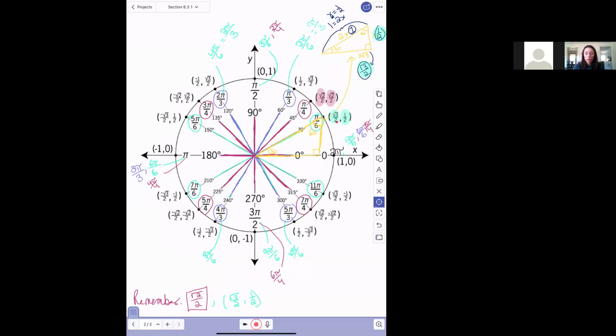Okay. Once we have that, whenever our radian has a 6 in the denominator, that is the number in the x and y spot. We have a 6 here. That is the number. Remember, we're not talking about signs yet. I'll get there in a minute. That'll be our final touches.